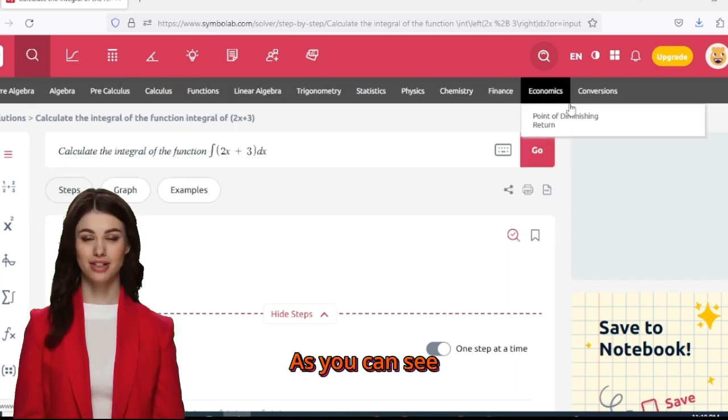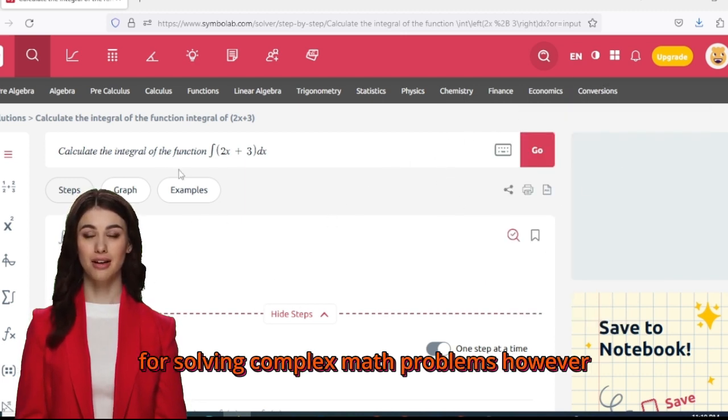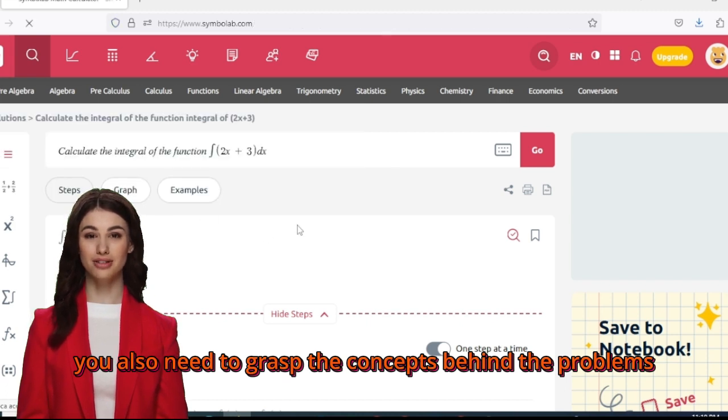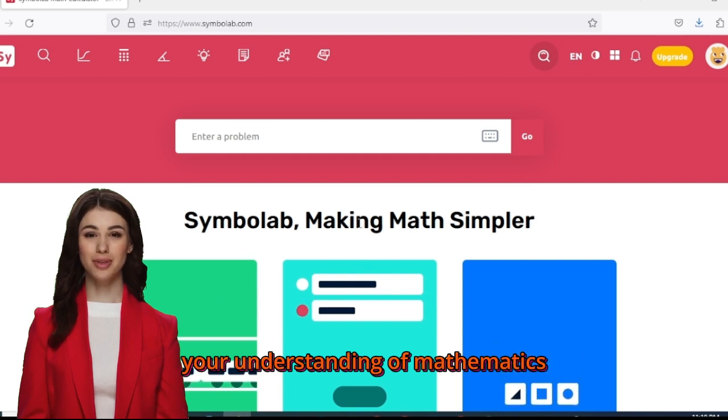As you can see, Symbolab is an extremely useful tool for solving complex math problems. However, you also need to grasp the concepts behind the problems. Use Symbolab wisely to enhance your understanding of mathematics.